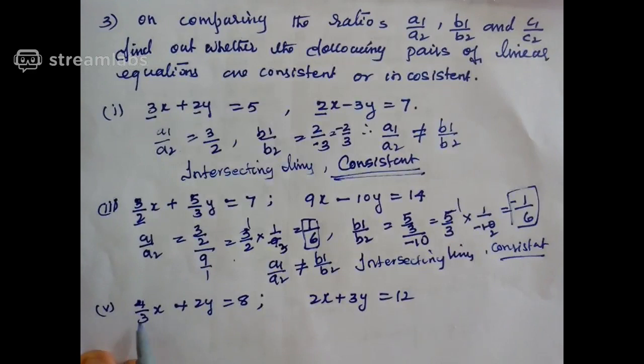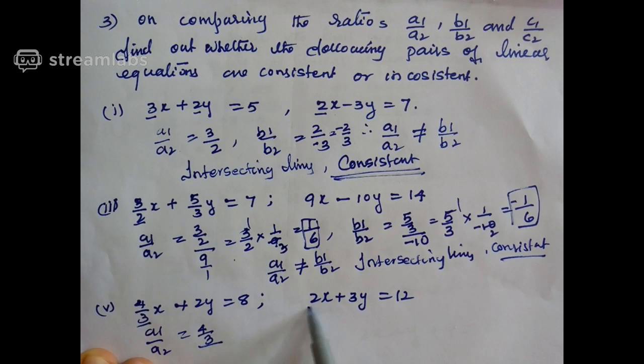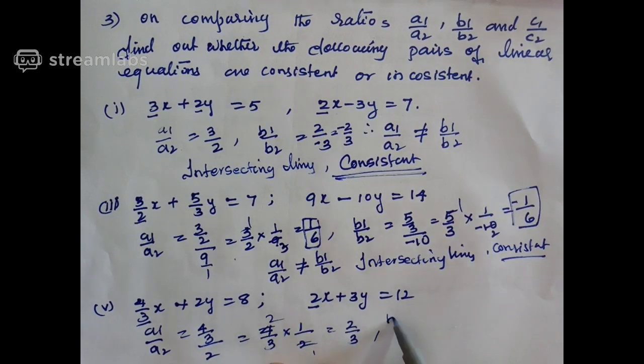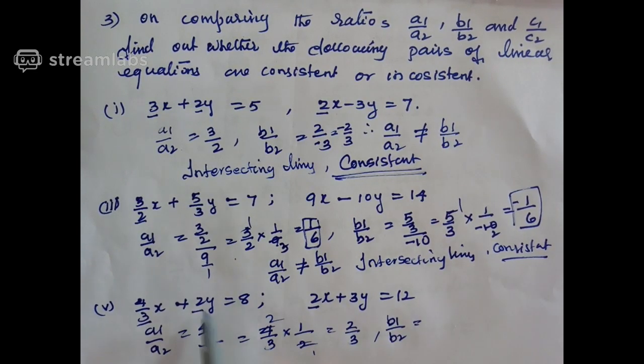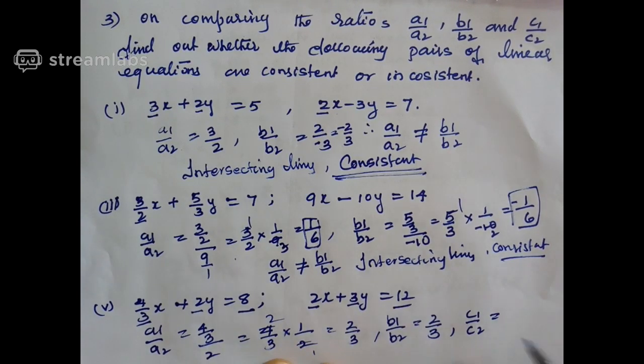Okay. Now what about the fifth one? a1 by a2 is 4 by 3 by 2. That is 4 by 3 into 1 by 2. 2 ones are 2, 2 threes are 6. That is 2 by 3. Then b1 by b2. What is b1 by b2? b1 by b2 is 2 and 3. It is 2 by 3. What is c1 by c2? c1 by c2 is 8 and 12. 8 by 12. What is 8 by 12? 4 twos are 8, 4 threes are 12.